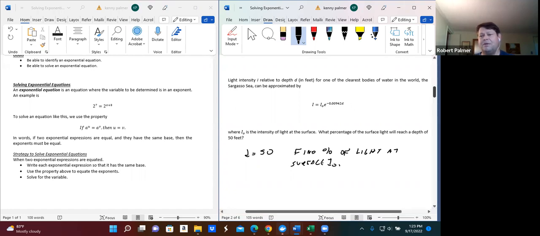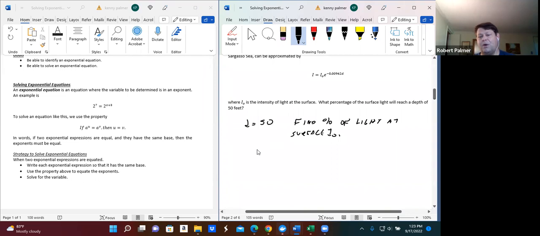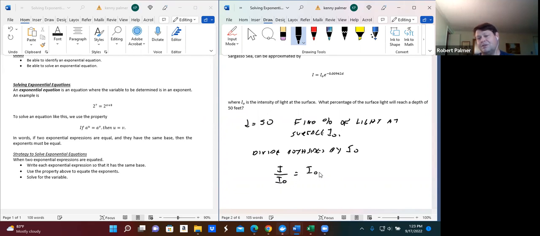Actually, the way we can figure this out is to take this equation and divide both sides by I0. Let's see what that does. If we do that, we have I over I0 is equal to, of course, e to the negative 0.00942 d.